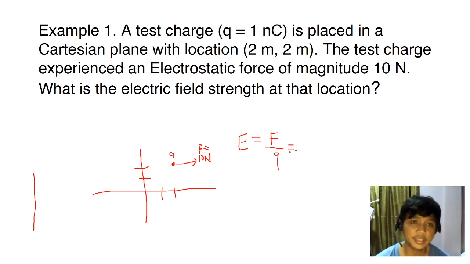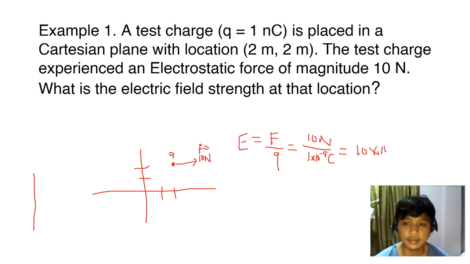Why do we use this formula? Because what we are given is the test charge: 1 times 10 to the negative 9, because nano is negative 9. And the force is 10 newtons. And the electric field is 10 times 10 to the 9. That's a really big electric field.